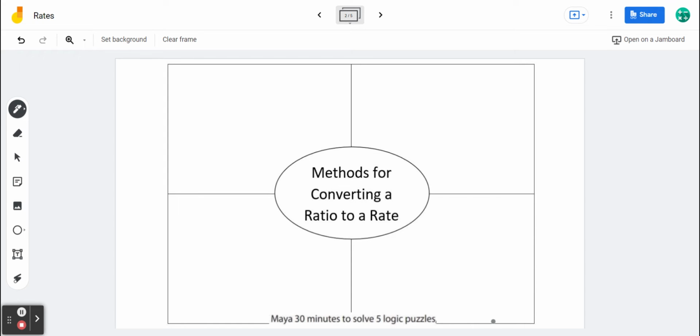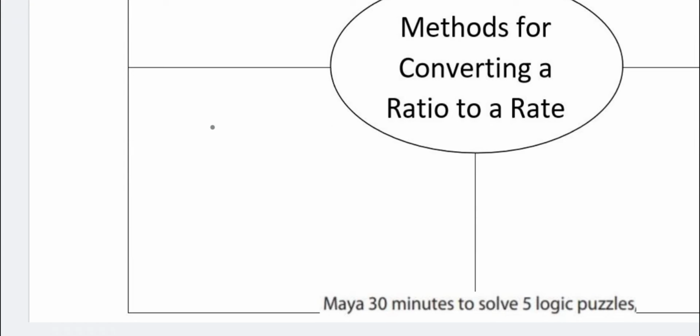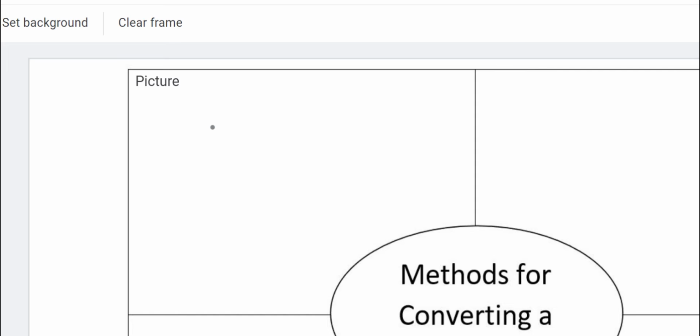The first method to converting a ratio to a rate is using a picture. So in this box, go ahead and label it. We're going to draw a picture. That's the first method. So the picture that I use is called a tape diagram. You've seen it before. So basically, I'm going to take minutes and puzzles.